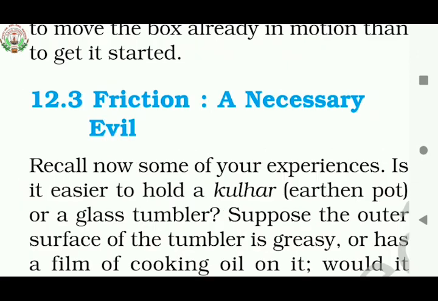Friction, a necessary evil. As friction is advantageous to us, it is considered as a friend. But due to its disadvantages, it is a foe. There are advantages and disadvantages of friction. Depending on the circumstances, friction can be a help or a hindrance. So we can say it is a necessary evil.